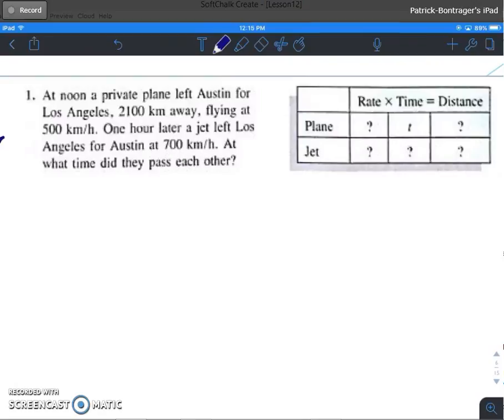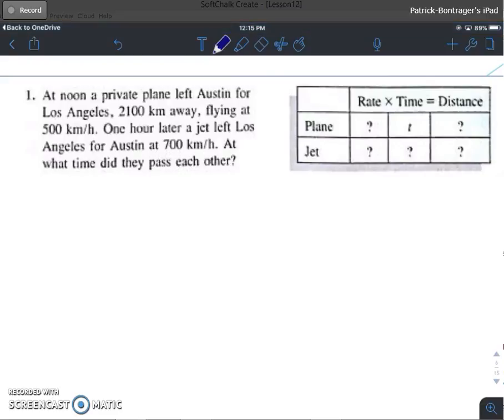Today we're going to be working on problems that involve rate times time equals distance and then some actual area problems. So the first one we're going to look at: at noon, a private plane left Austin for Los Angeles, 2,100 kilometers away, flying at 500 kilometers per hour. 1 hour later, a jet left Los Angeles for Austin at 700 kilometers per hour. At what time do they pass each other?